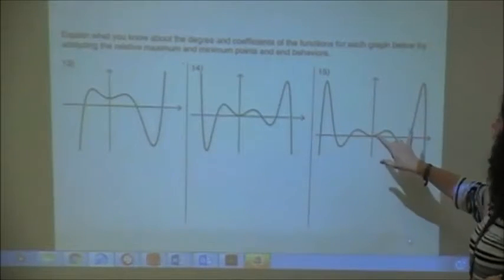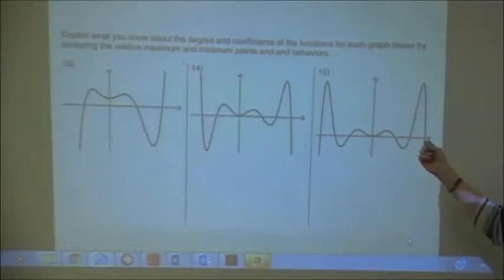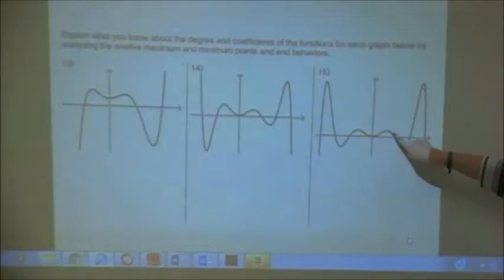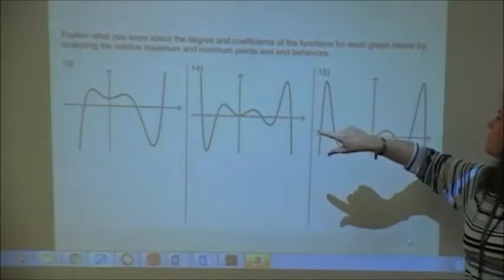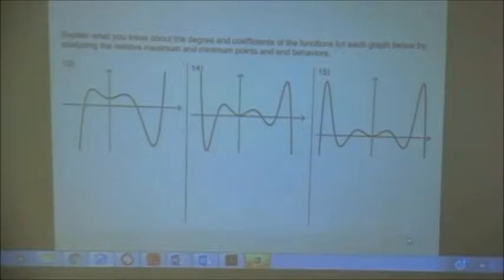It's upside down. This one I can tell both ends are in the same place, so it's got to be even. 1, 2, 3, 4, 5, 6, 7 bumps, which means this is an 8th degree polynomial, and negative lead coefficient because they both end down. Everybody good? Easy, right?